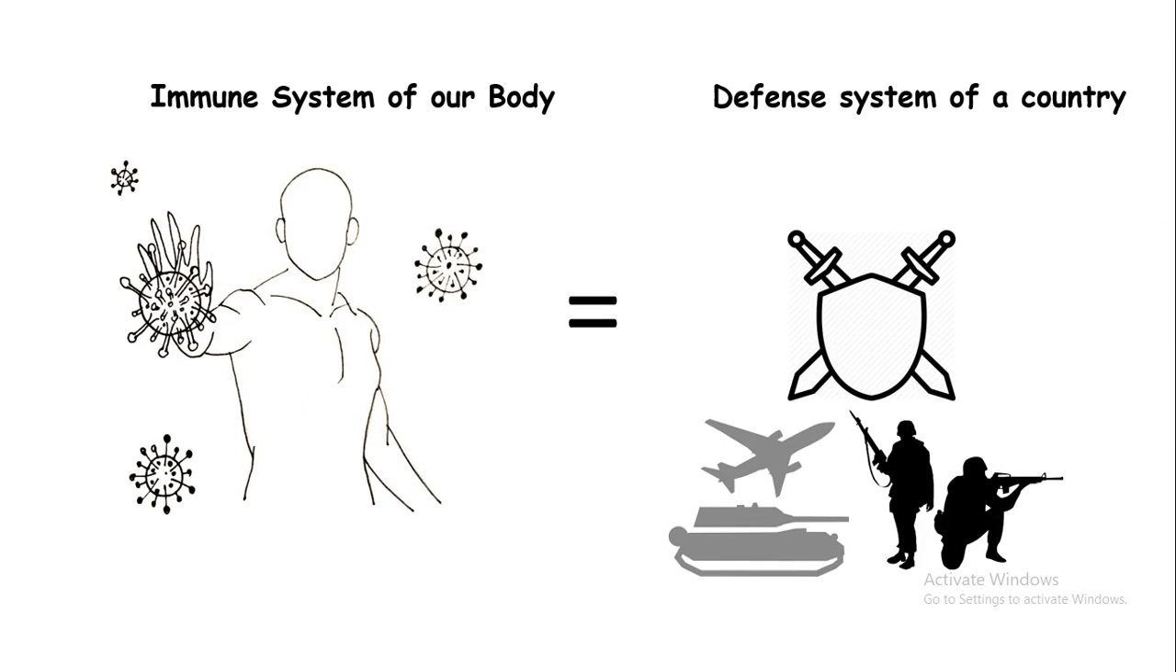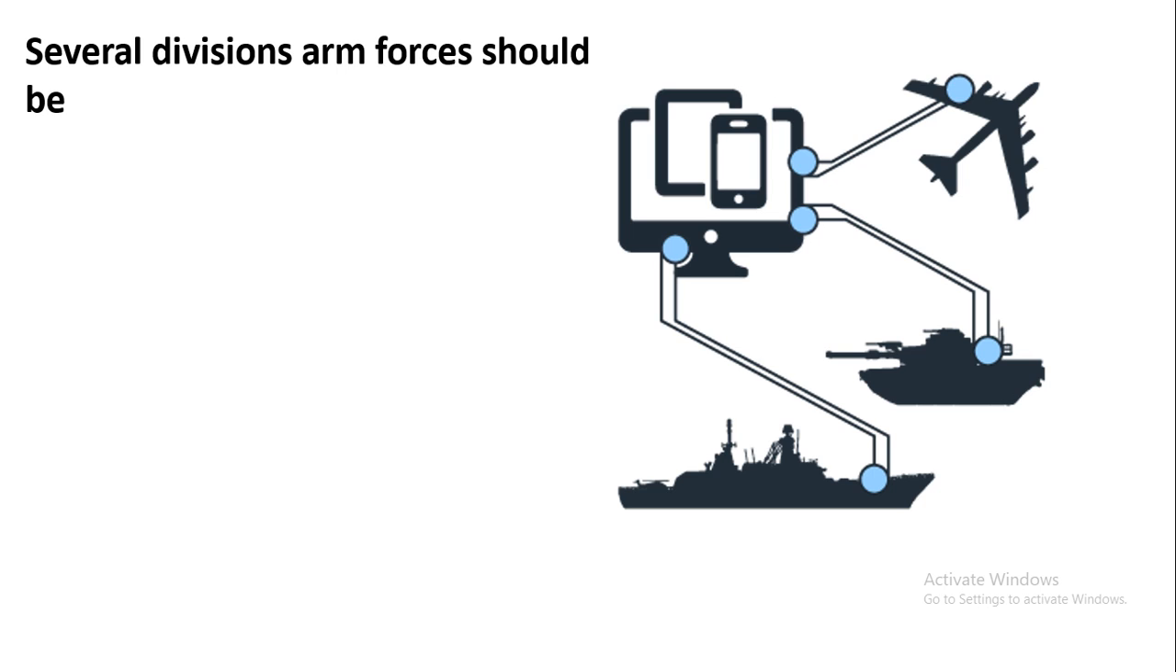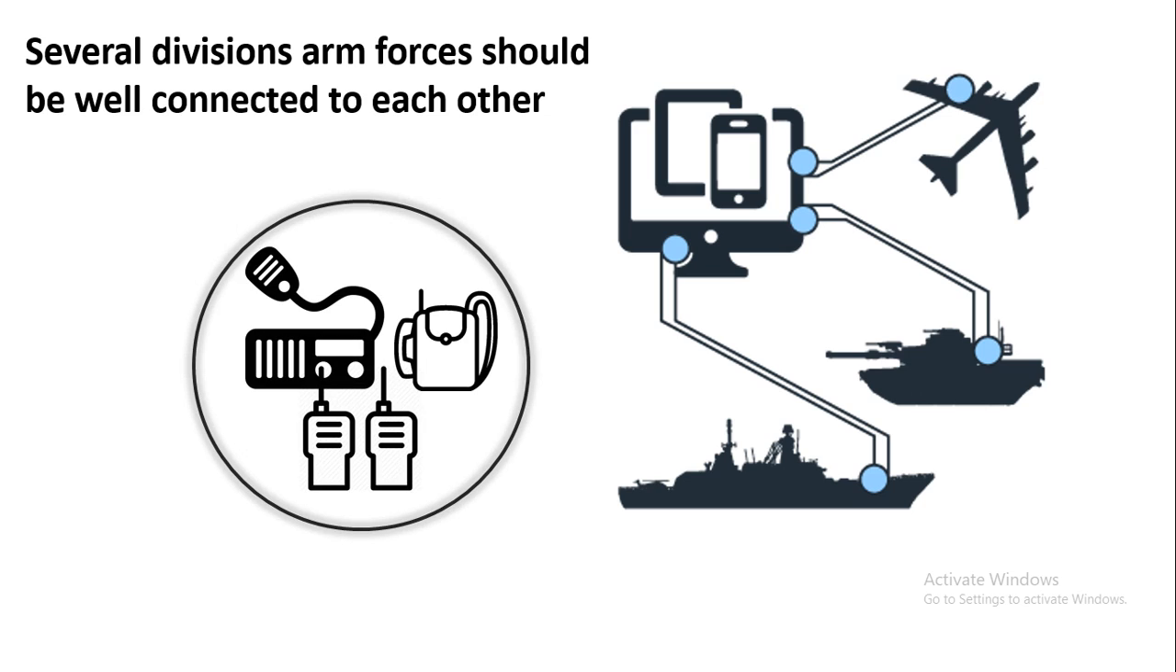The immune system of our body is comparable to the defense system of a country. The defense system of a country has different divisions, like an air force, a land force, and a navy. Among all these divisions, what is important is communication. There should be several ways by which all these divisions of the army can communicate with each other, such as radio, walkie-talkies, satellite phone, etc.